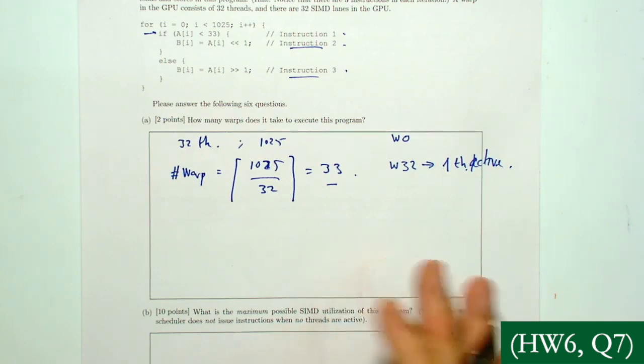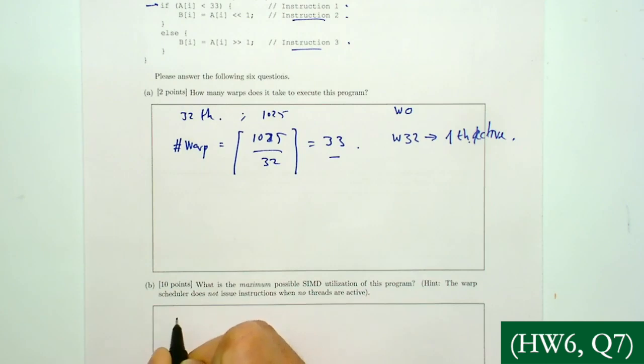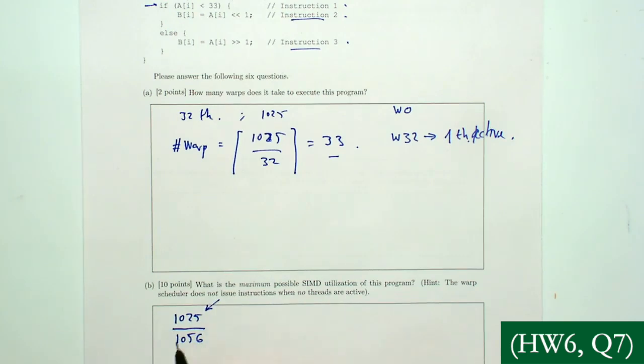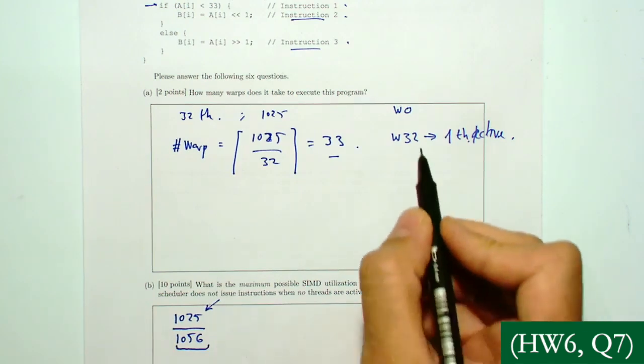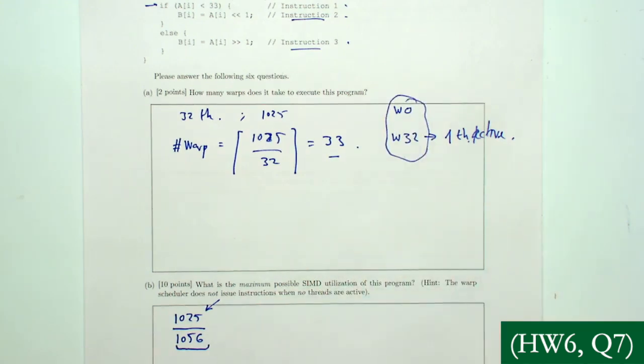So the maximum utilization that we can actually have in this program is going to be 1,025 divided by 1,056. Why is that? Because we only have 1,025 threads active out of 1,056 threads that exist in 33 warps. So it's impossible to have 100% utilization in this program for the single reason that the last warp is not complete. So that's why we get this number.